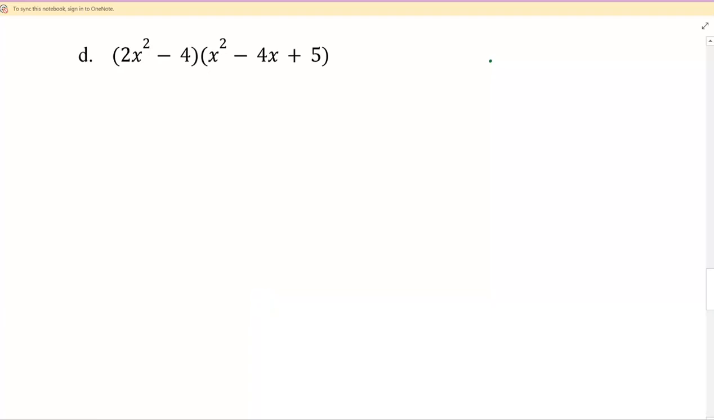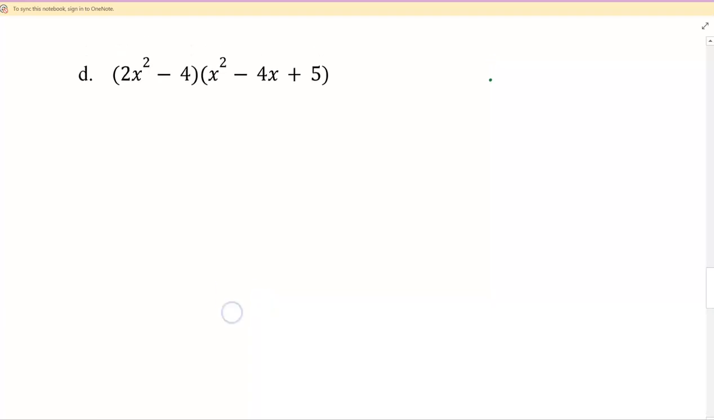All right, this one's a little bit bigger. So here's how we're going to do it. We're going to still do the same distributing or box method. I'm going to show you distributing first. So if you like the box, you can skip ahead a little bit. So for distributing, we're going to do the same thing, everything in the first to everything in the second. So 2x squared times x squared. That would be 2x to the power of 4, right? 2 plus 2 is 4.